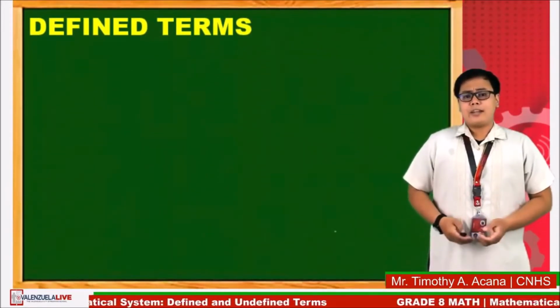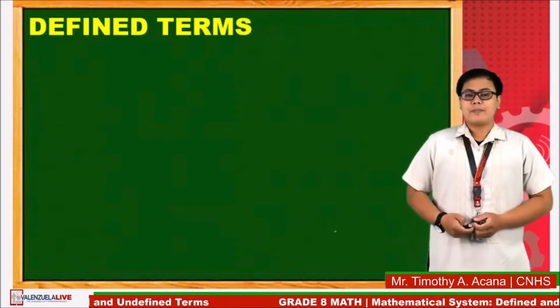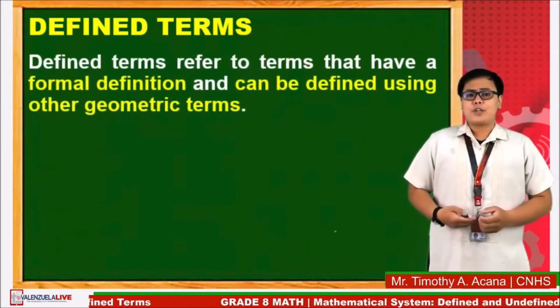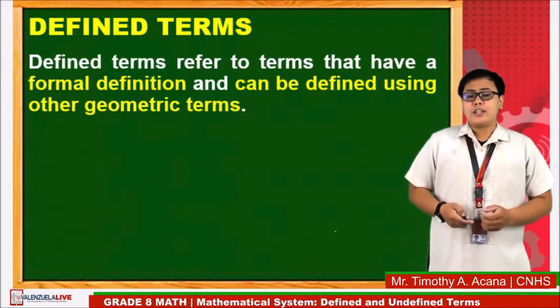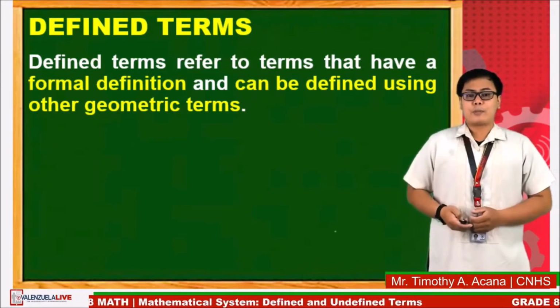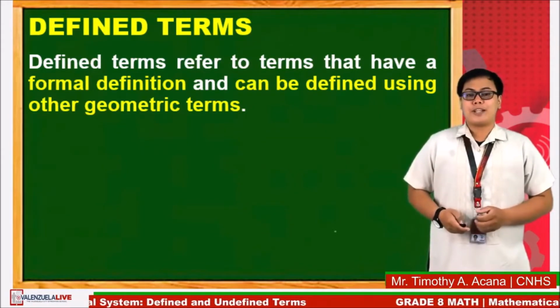On the other hand, we have what we call defined terms in geometry. Defined terms refer to the terms that have a formal definition and can be defined using other geometric terms. Here are some examples of defined terms in geometry.